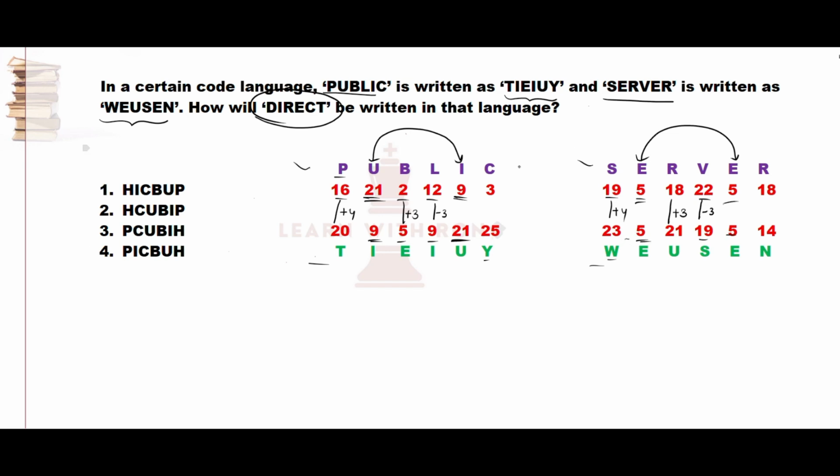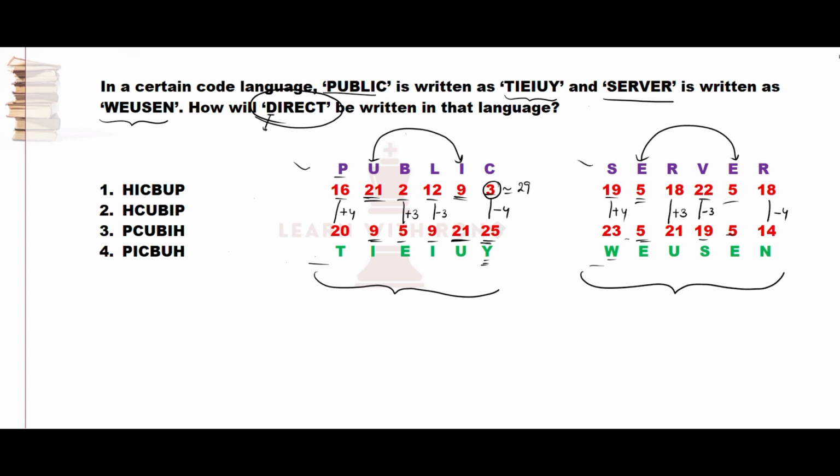See the final value here. Here 3 and here 21. 3 minus 4 is 25, which is Y, which means we can write 3 as 29, right? So 29 minus 4 is 25. Similarly, 18 minus 4 is 14. Now we have observed that whatever operations were performed on the public, the same operations are performed on the server also. Now if we perform same operations on the direct, what is our answer here?